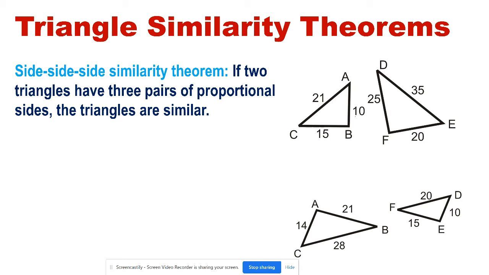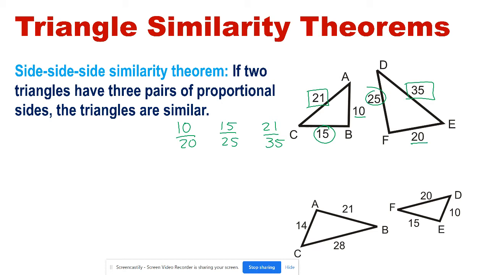So I'm going to take the 10. That's the smallest side of ABC. That's going to match up with 20, which is the smallest side of EFD. So I'm going to say 10 over 20. Then I'm going to do 15 with 25. And I'll do 21 and 35. Those are going to go together. That's the biggest side on each one. And I want to see if these fractions are equal. If all three fractions are equal, then I have a pair of similar triangles.